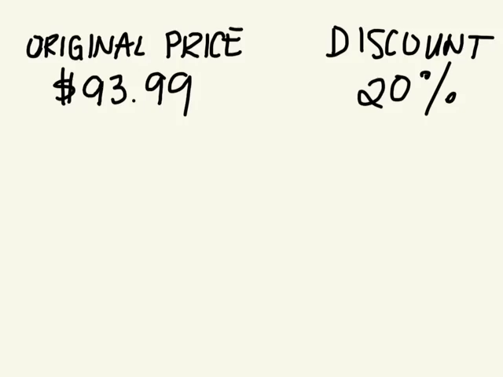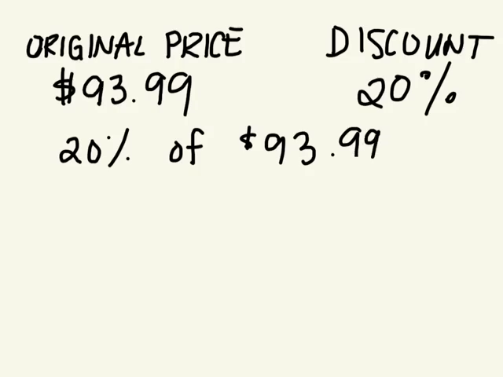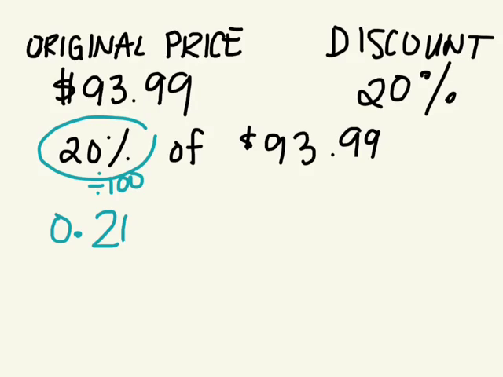We know that it's 20% of $93.99, correct? Okay, we want to know what's 20% of that. How much am I saving? How do we calculate percent of a number? We did this yesterday. What do I do with this 20%? How do I turn that into a decimal? Yep. Divide by 100, so it becomes 0.20.